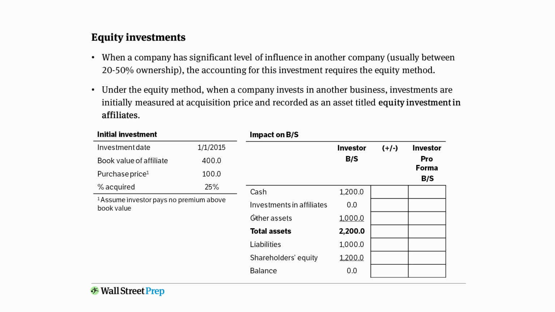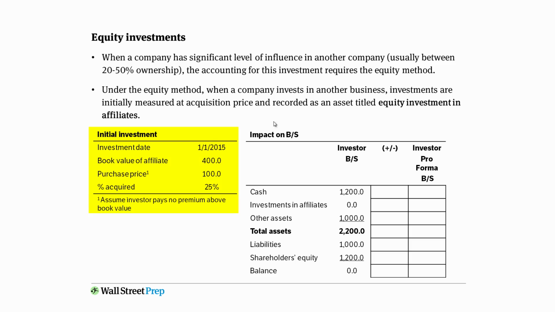In other words, the threshold for using the accounting approach that reflects significant influence, the rough rule of thumb is, if you own 20 to 50% of a company, usually the equity method is what's going to be applicable in terms of how you account for that investment. Under the equity method, when a company invests in another business, the investment is initially measured at acquisition price and recorded as an asset titled equity investment in affiliates. In terms of the mechanics, it's identical to what we've talked about up till now. Cash goes down and an investment asset is created. It's just a long-term asset instead of being a short-term asset.